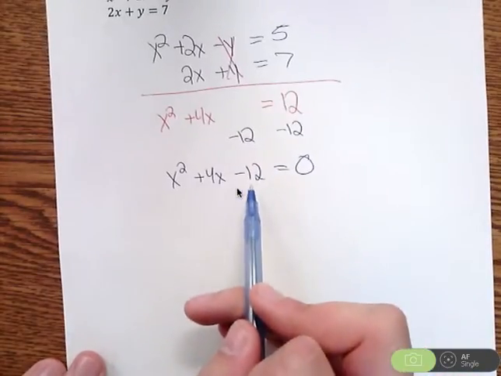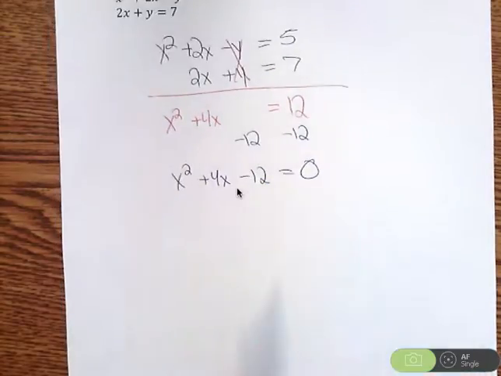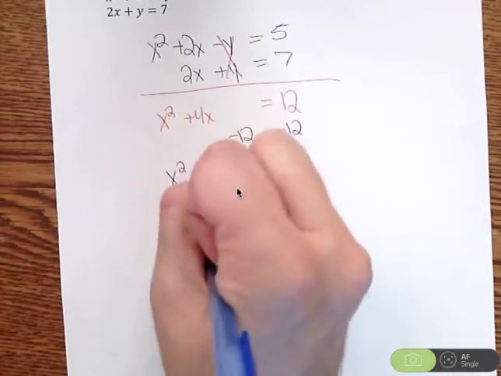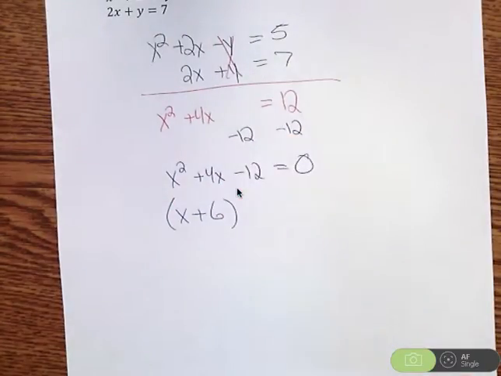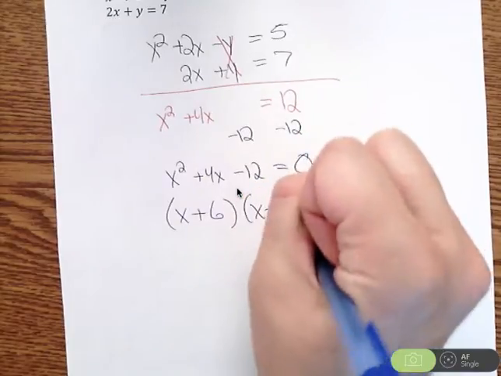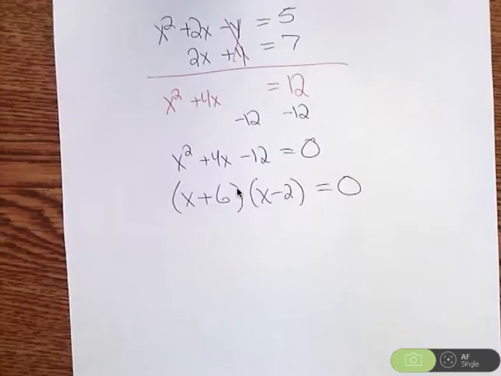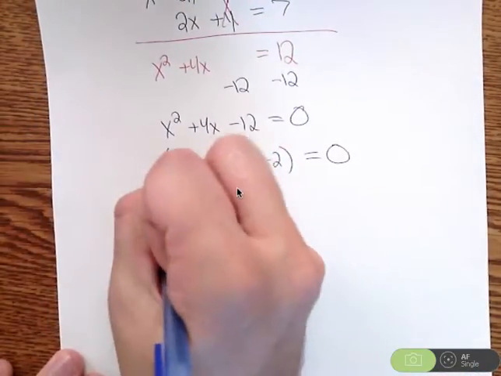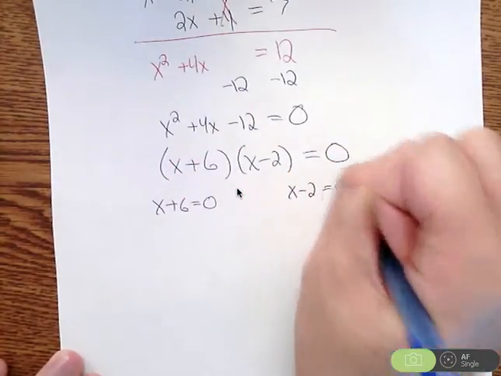So I'm looking for two numbers that when we multiply them together, we get negative 12, but when you add them together, you get positive 4. So those numbers are positive 6, so x plus 6 is one of my factors, and negative 2, so x minus 2 is my other factor. Once it's factored, I'm going to take each factor, set it equal to 0, and solve. So x plus 6 is equal to 0, x minus 2 is equal to 0.